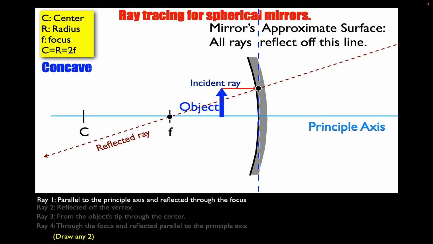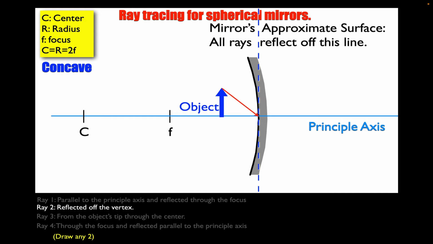Now let's look at our second ray. The second ray is reflected off the vertex or the center of the mirror, again from the top of the object down to the center of the mirror, and I'll put a dot there. Now when I reflect this, you've got to remember that the incident angle of light is equal to the reflected angle of light, and we're going to measure the angle from the ray down to the principal axis. So right there is the incident angle.